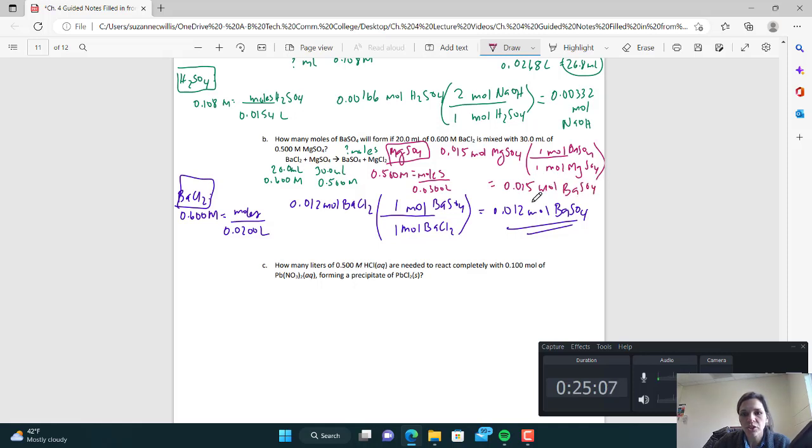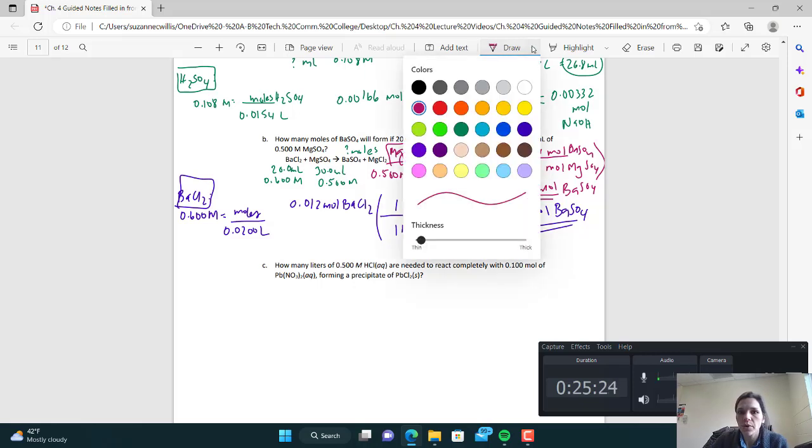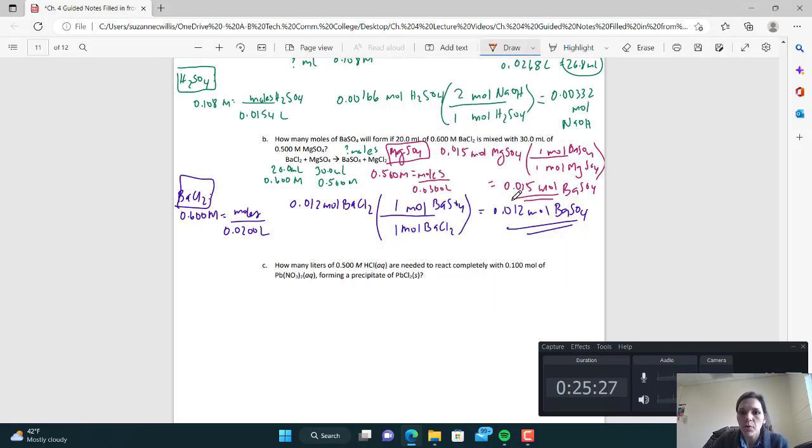If you remember back to last chapter, when you're trying to determine the theoretical yield or the limiting reactant, when barium chloride ran out, it could make 0.012. When magnesium sulfate ran out, it could make 0.015. Remember, it's the lesser amount, so we can only make 0.012 moles of barium sulfate, because barium chloride must be our limiting reactant and magnesium sulfate is our excess reactant. There's not enough barium chloride to make 0.015 moles, okay?